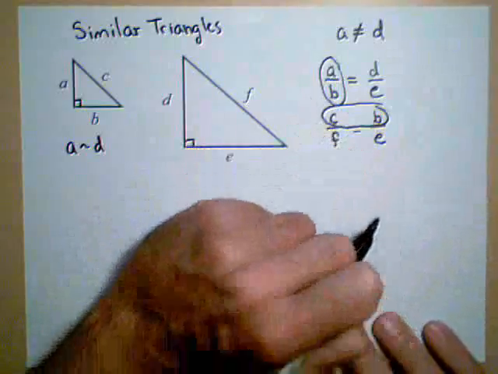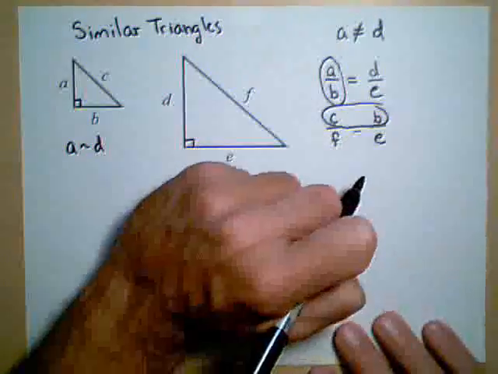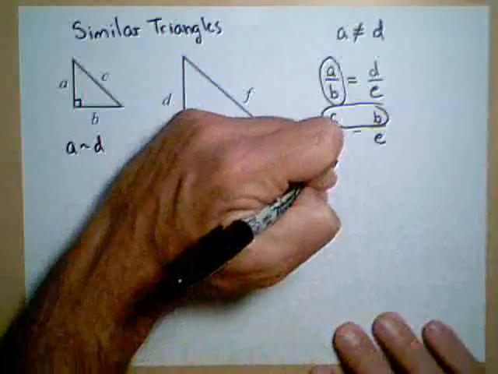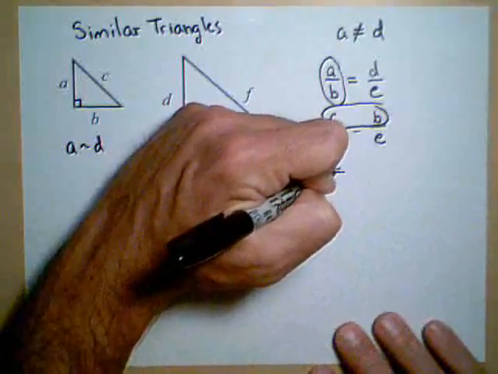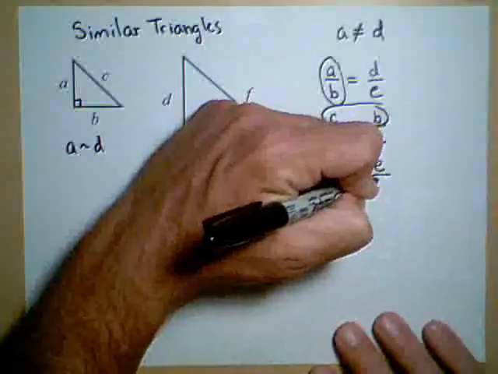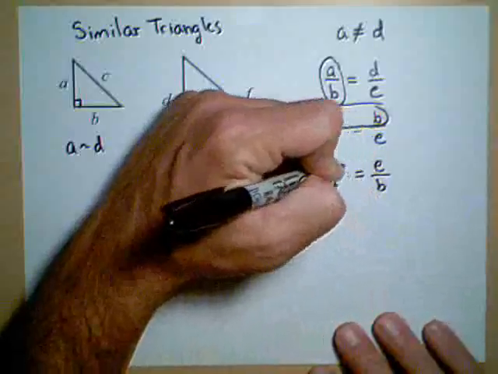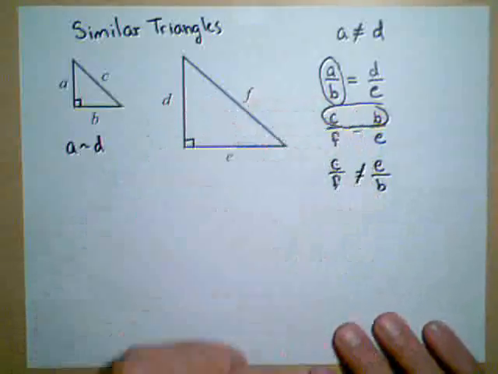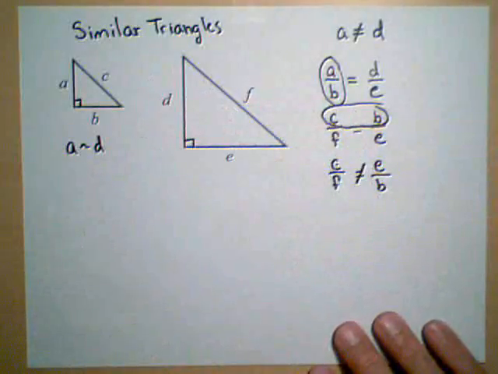I would not have wanted to do this. I would not have wanted to say C over F equals E over B. These are not part of the same triangle. That is not a true statement. So that's how we set up similar triangles.